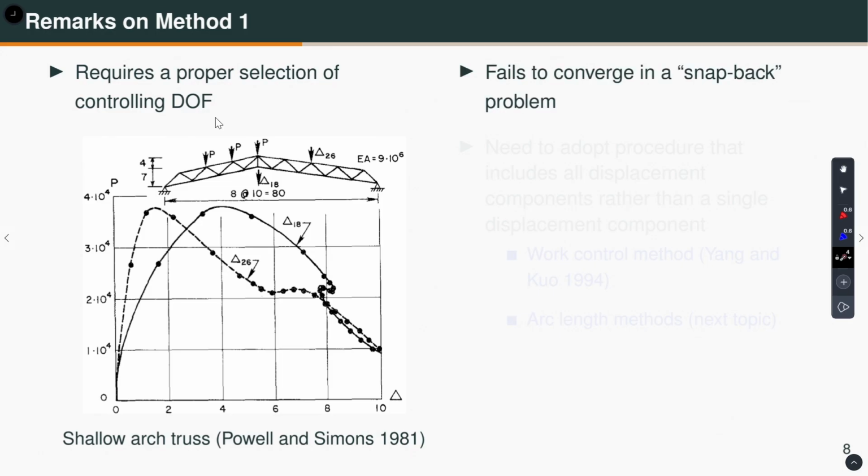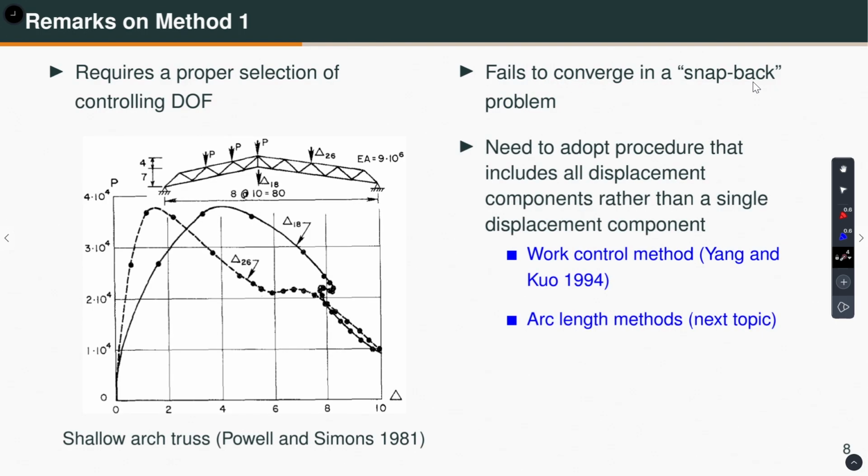So, in this case, you can see it fails to converge in a snapback problem. How do you handle this? Well, you need to adopt a procedure that includes all displacements, or you choose the degree of freedom carefully. Rather than using a single displacement component, we can include all the displacements. How? Using a work control method or a generalized displacement control method, which I shall discuss, or you can use the arc length method, which is the next topic.